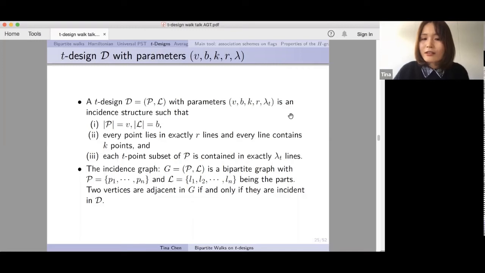And because it's a t-design, each t-point subset of your point set will be contained in exactly λ_t lines. And then its incidence graph will be a bipartite graph with its point set and line set being the two parts, and two vertices are adjacent in the incidence graph if and only if they are incident in the design.